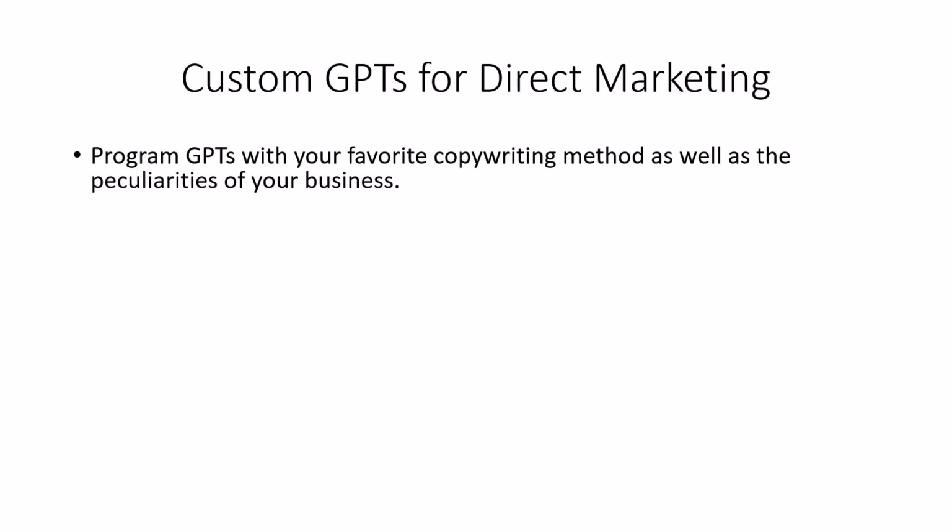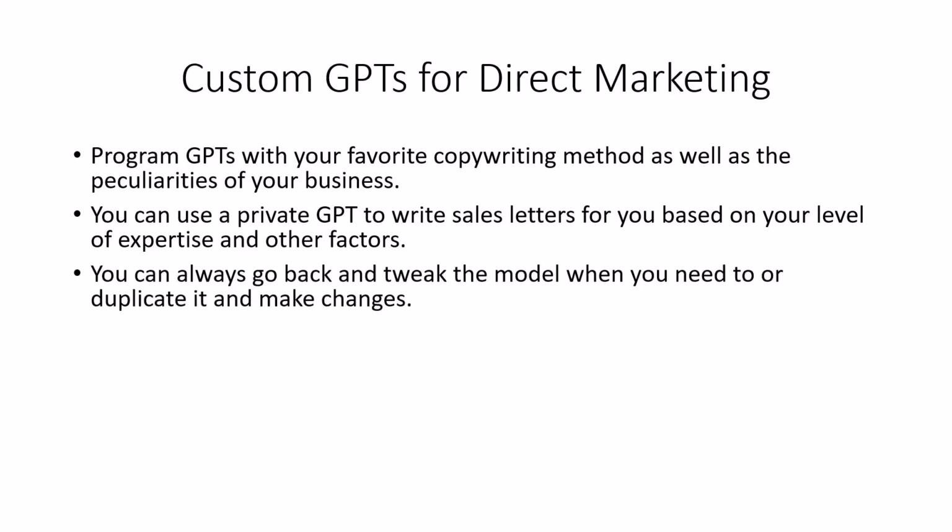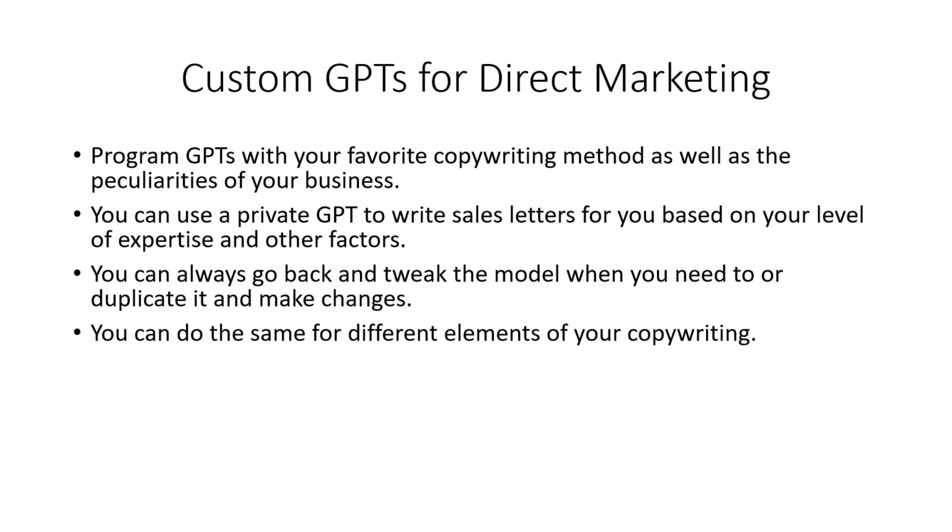Having said all that, you can program your GPTs with your favorite copywriting method. So if you like problem, agitate, solve, program a GPT in order to do that. And basically, you're going to keep this GPT private. You're going to ask it to help you write sales letters, and you want to have it based on your level of expertise and other factors. So when you're programming this GPT, you want to program it with the particulars of your business. You want to make sure you're putting your experience in there, the things you wanted to say about you. And you can do this for different elements of your copywriting, right? So you can do one for sales letters, you can do one for emails.